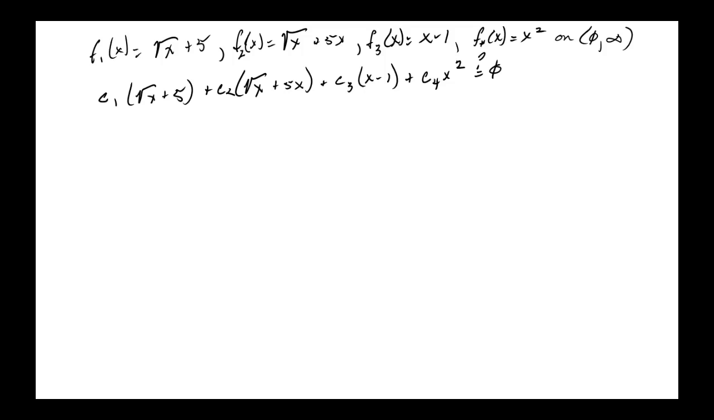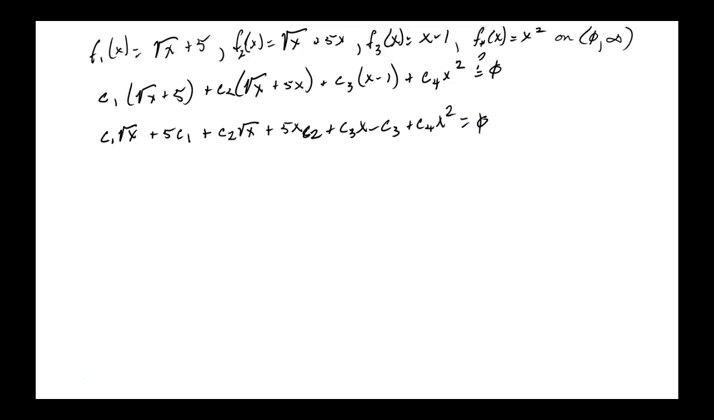Okay? Now, multiply through and you get C1 root x. I really want to put it the other way, but we'll leave it that way. Plus 5C1 plus C2 root x plus 5xC2, okay, plus C3x minus C3 plus C4 x squared equals 0.